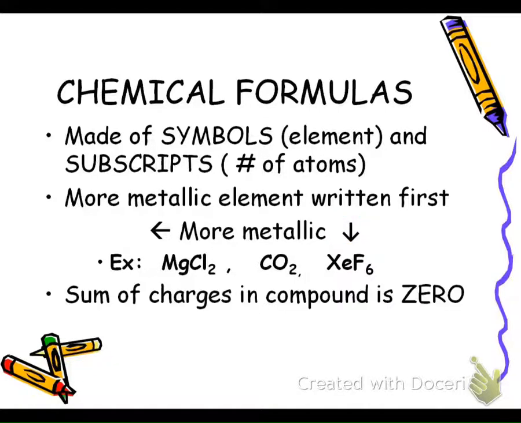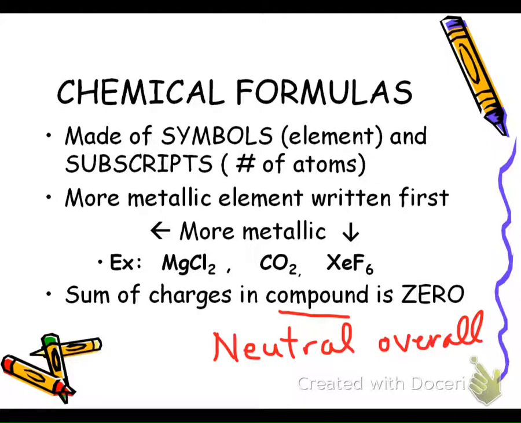The other rule we must follow when writing a chemical formula for ionic compounds is that the sum of the charges is going to add up to 0. That's because as a compound it is neutral overall.